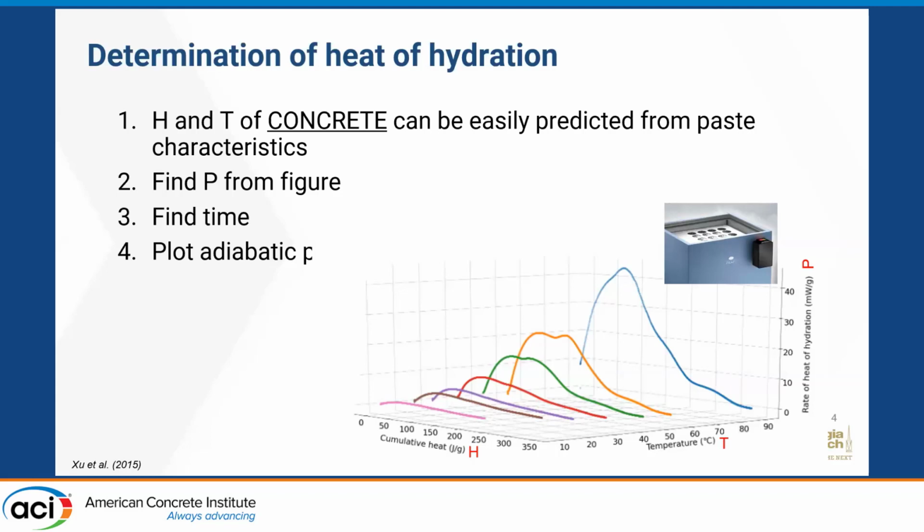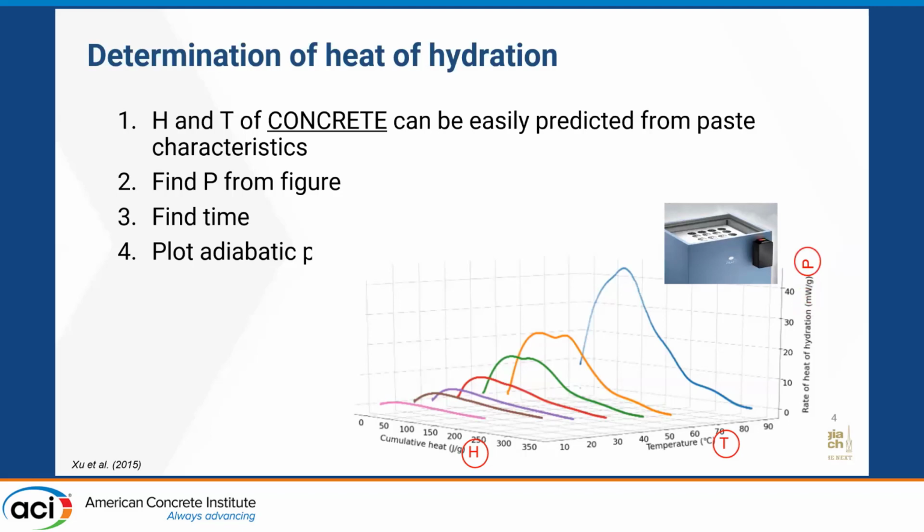So for concrete, I could easily find the heat of hydration based on the characteristics of the cementitious paste. And I could also easily find the temperature development under adiabatic conditions when I have information on the heat capacity of this concrete. So now that I have these two for specific concrete, I could come in the figure and find a unique value of the rate of heat release P for any two values of H and T.